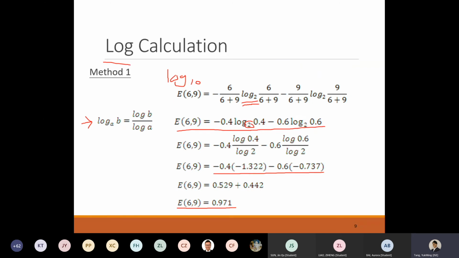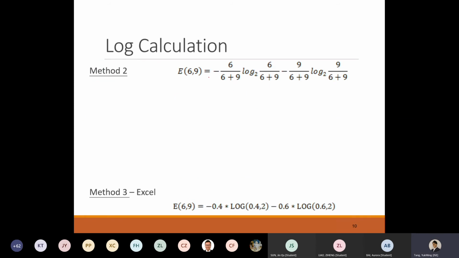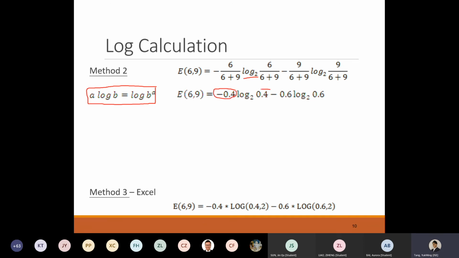Okay, so this is the first method, method 1. We can use this equation. Now let's do another method to calculate the log with the base equal to 2. Another method is to apply this formula. When you're doing the assignment or the test question, you can choose to use method 1 or method 2 in your calculation. In this equation you see that a log b is equal to log b to the power a.